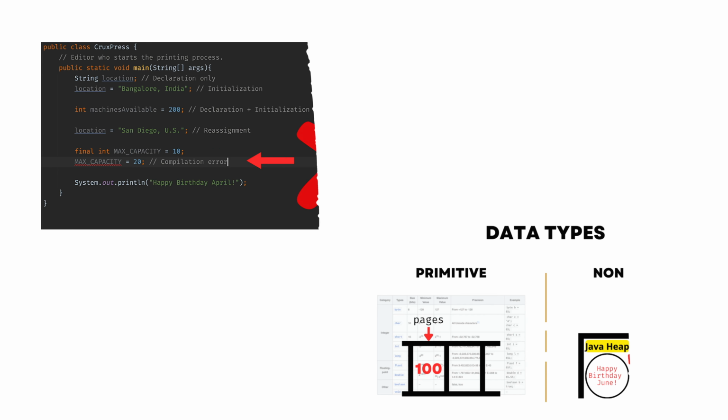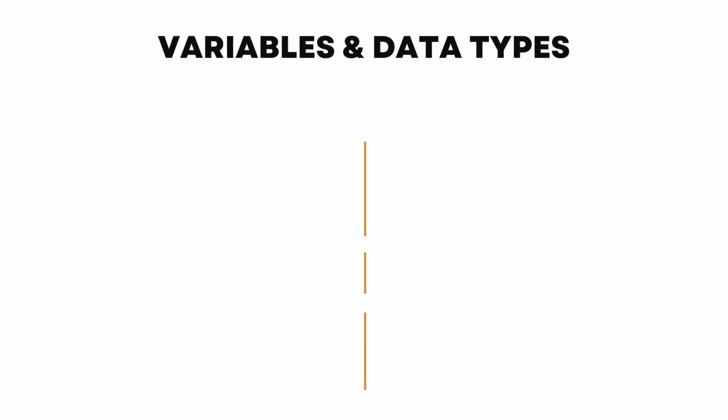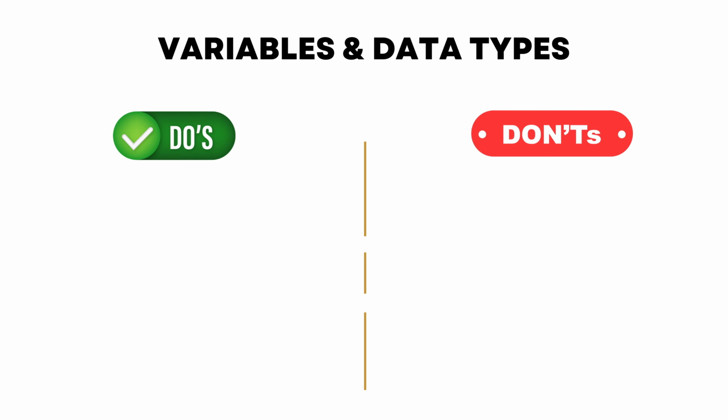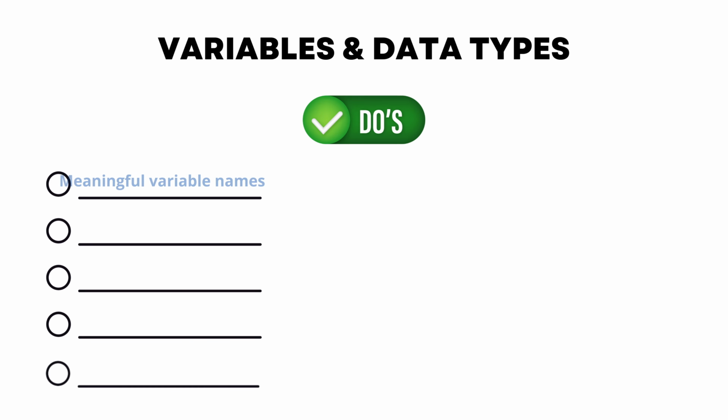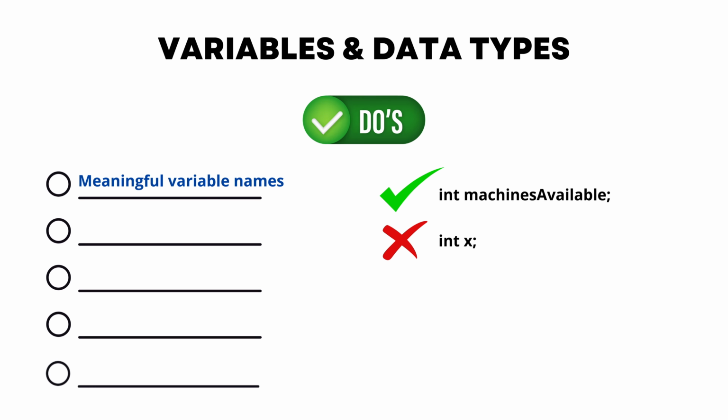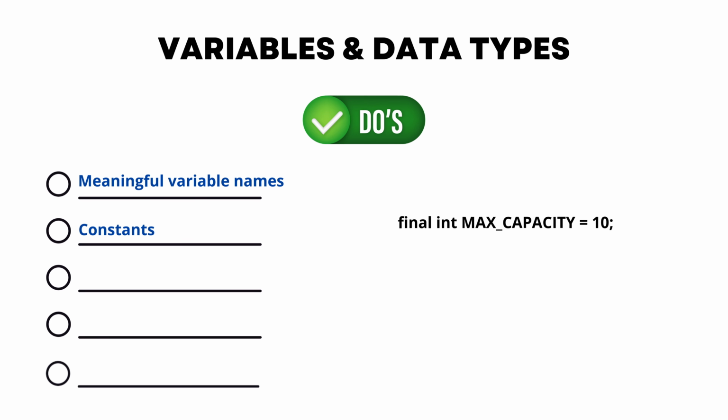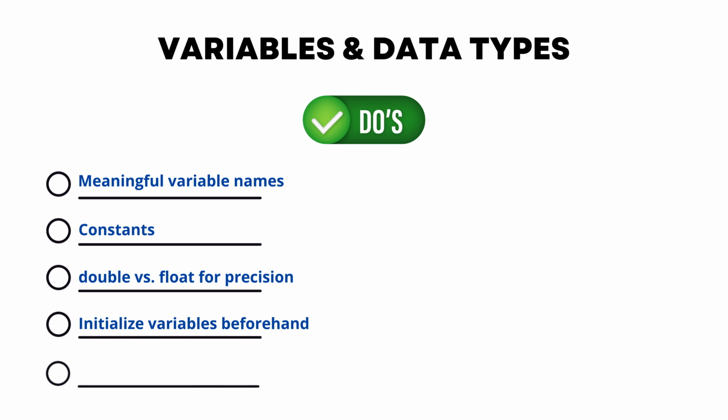Now that we have mastered the fundamentals, let's look at best practices and common mistakes. Use meaningful variable names to improve readability. Use constants to prevent accidental modifications. Prefer double over float for precision in calculations. Always initialize variables before you use them to avoid unexpected errors. Use var in Java 10 and above for readability, but only when the type is obvious.